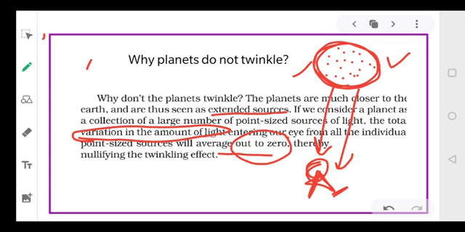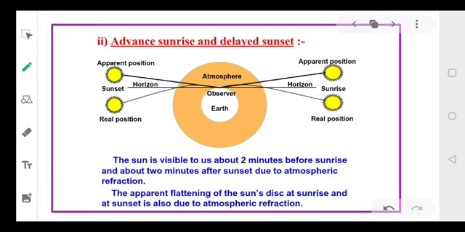This extended source means they are a collection of a large number of point sources of light. So the total variation in the amount of light that reaches us is nearly zero. Okay, the total variation in the light is zero, and thus the planets do not twinkle at all.